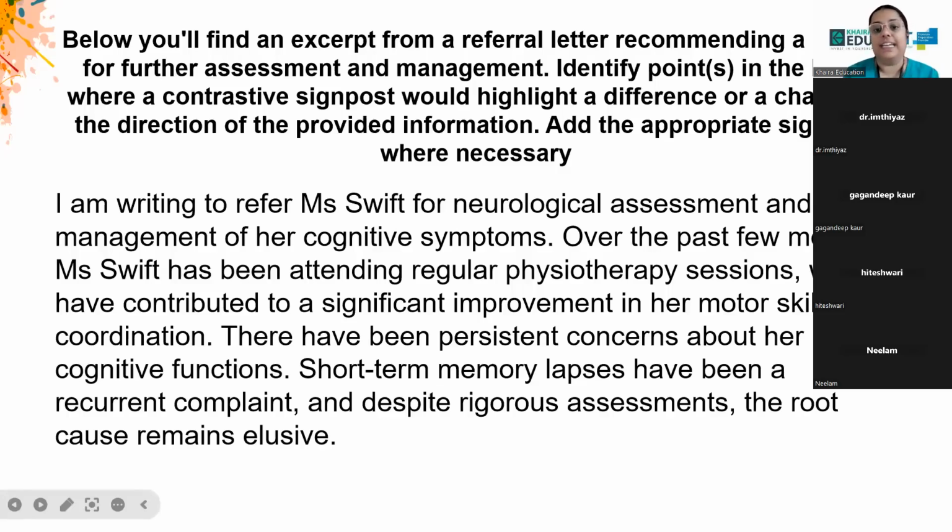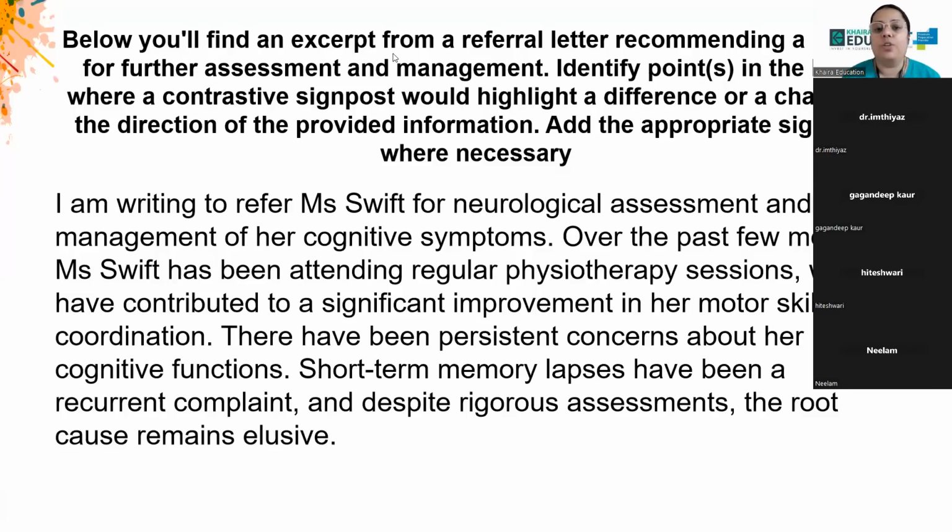So the second sentence, over the past few months, talks about something positive, improvement. While the third sentence, there have been persistent concerns about her cognitive functions, talks about something that's problematic, something that has not shown improvement. So where do we find the contrast? We find it here. There have been persistent concerns is from where a contrastive situation begins.